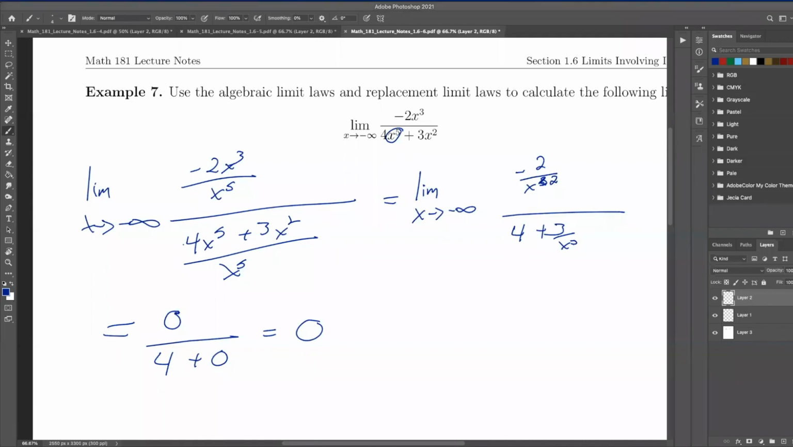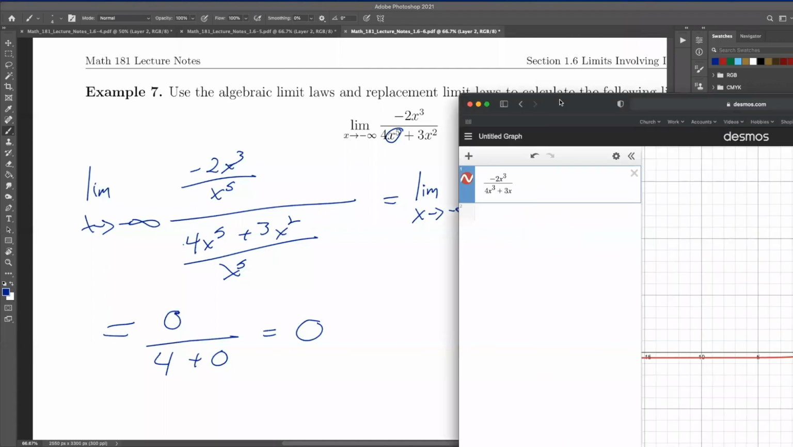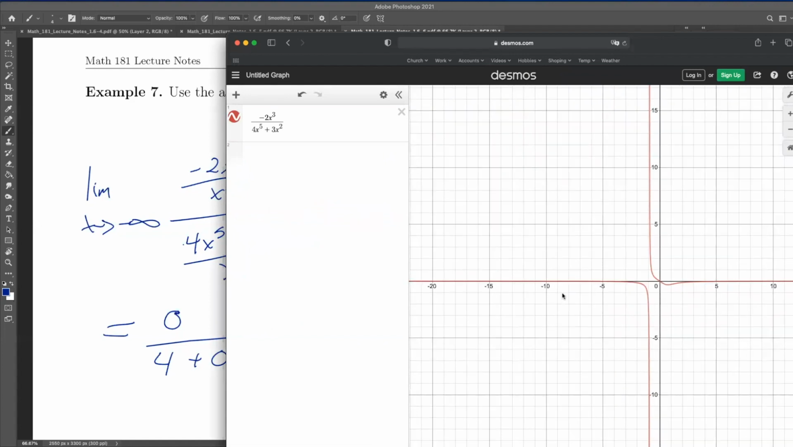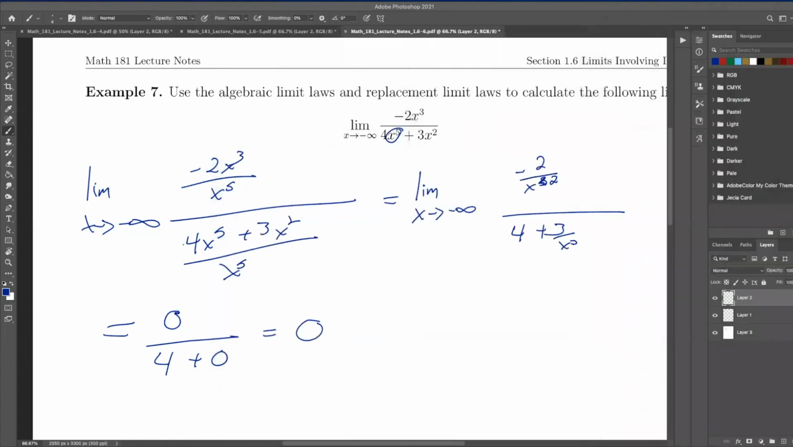All right. So let's go ahead and type this in Desmos and see if that's what we indeed get. So here, this is now to the 5th. This is now squared. And this indeed looks like, as I get closer and closer, I get closer and closer to 0. Okay. So this works out. All right, let's do it one more time.